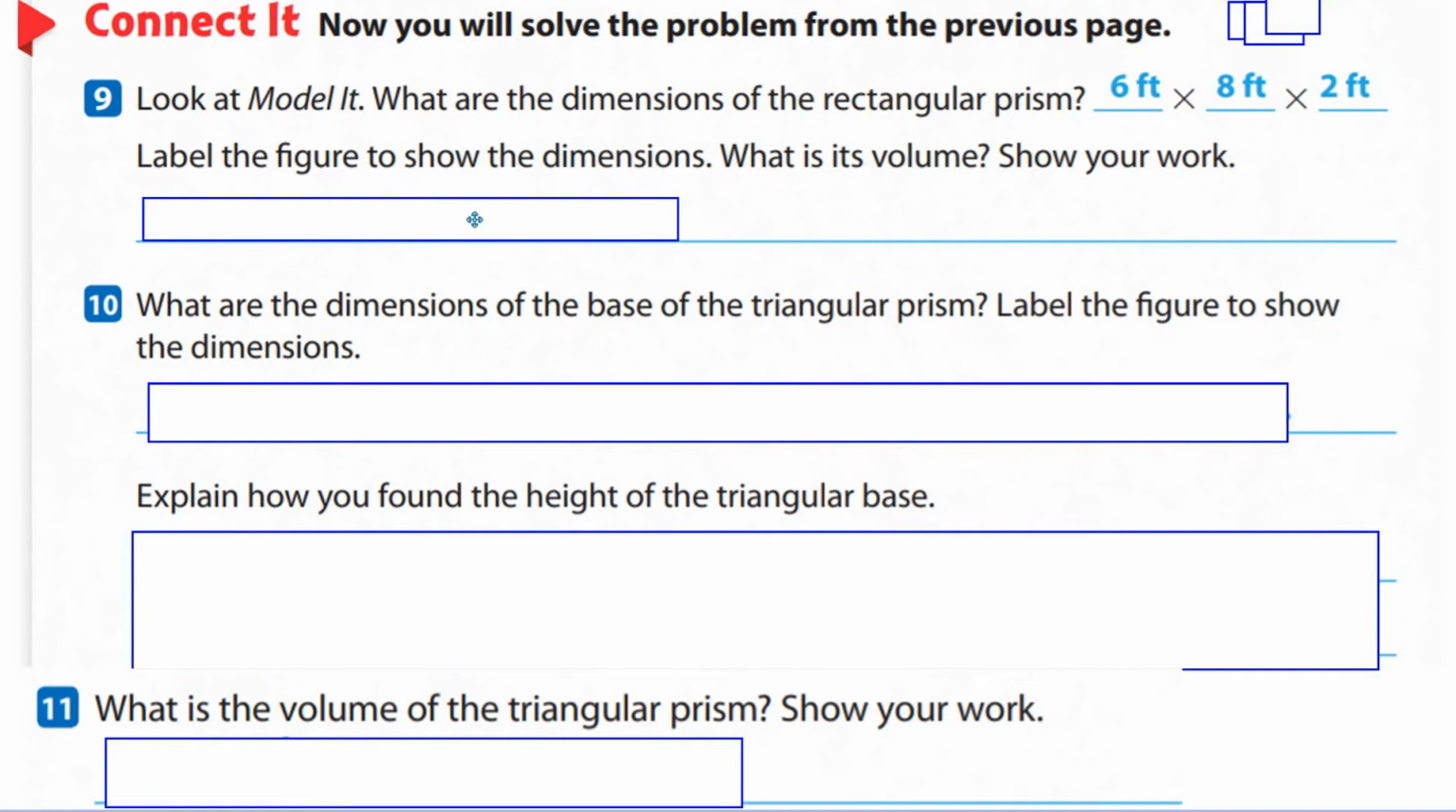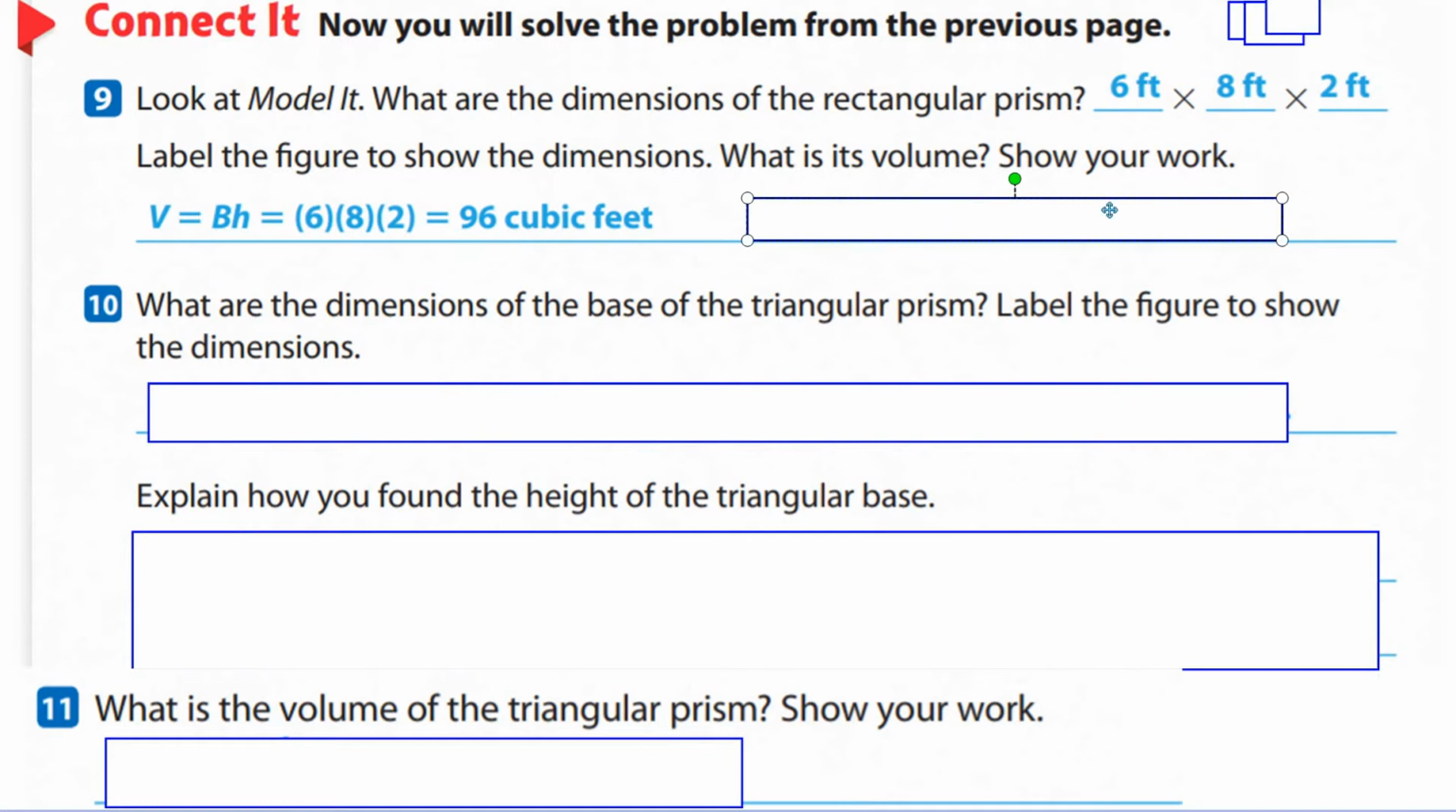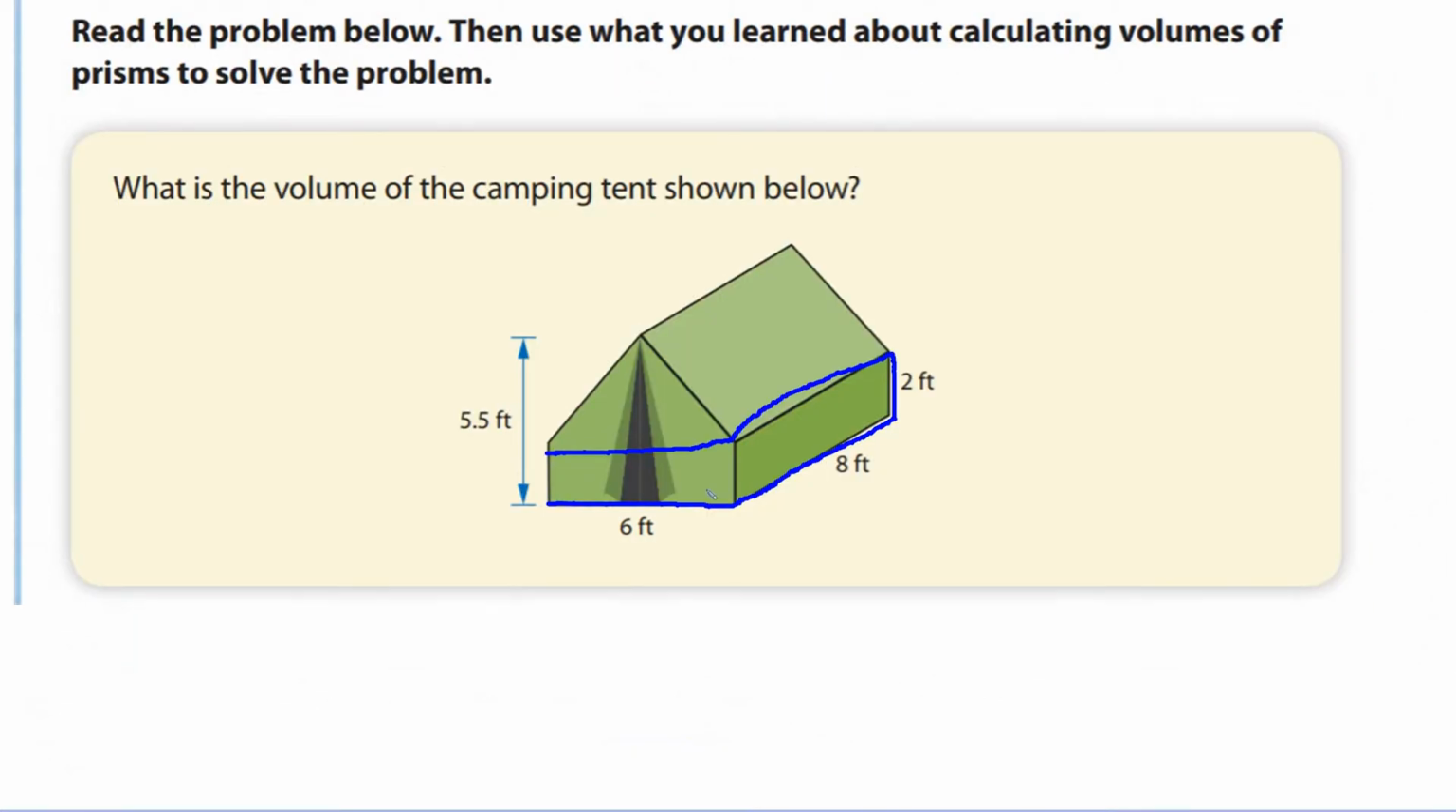What is its volume? What is base times height? So you multiply 6 times 8 times 2 and you get 96 cubic feet. Remember cubic because you're multiplying 3 dimensions. Okay? Feet times feet times feet. Feet to the 3rd power. Again, it's a rectangular prism, which means the base is 6 by 8, and then times the height. Okay?